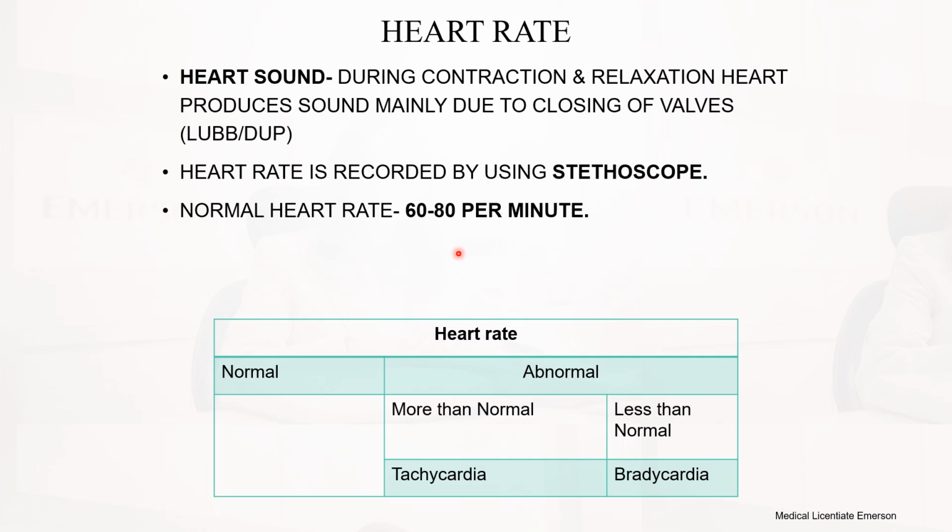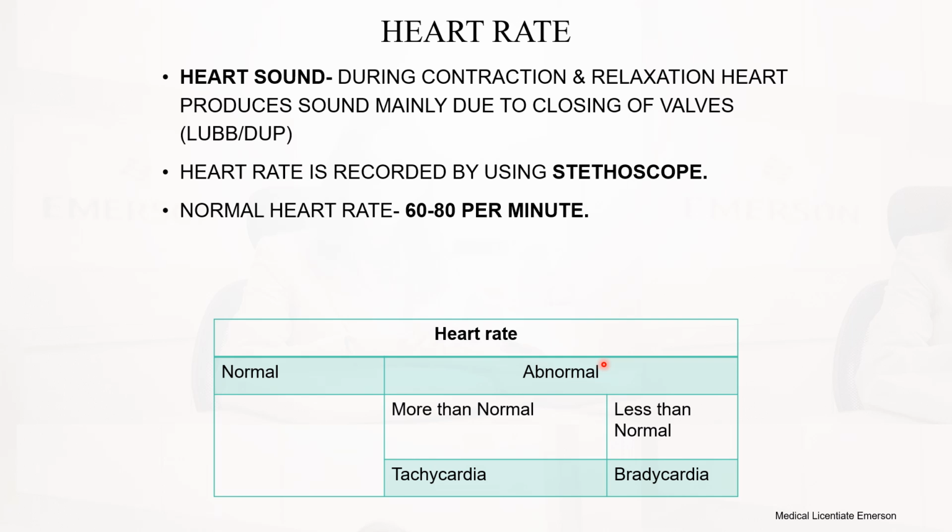Then the normal heart rate is per minute. In most of the literatures, this literature specifically says 60 to 80, but most literatures will tell you 60 to 100 per minute. Okay, hope we are together. 60 to 100 per minute, that's the normal heart rate. Okay, 60 to 100, remember 60 to 100.